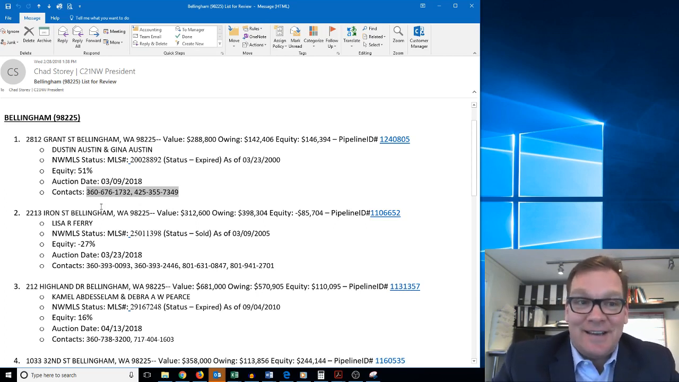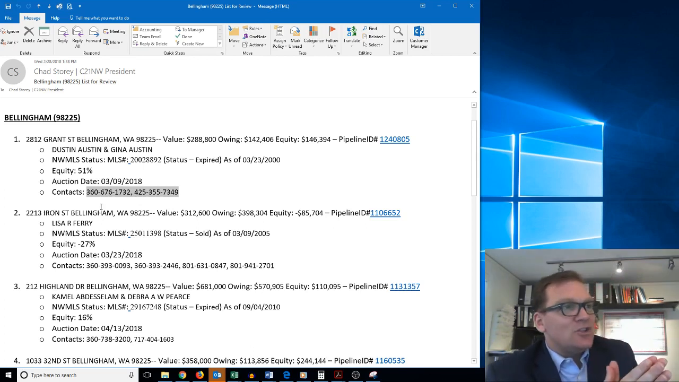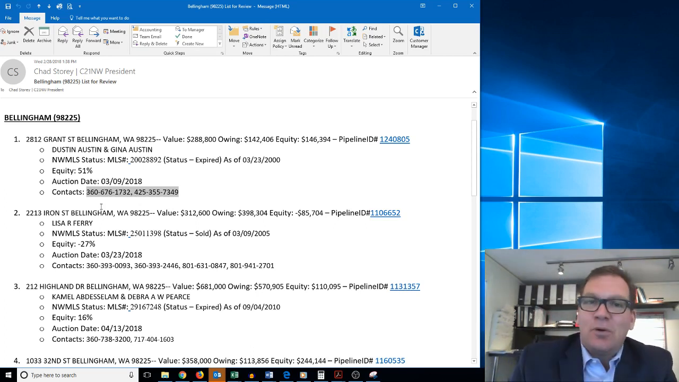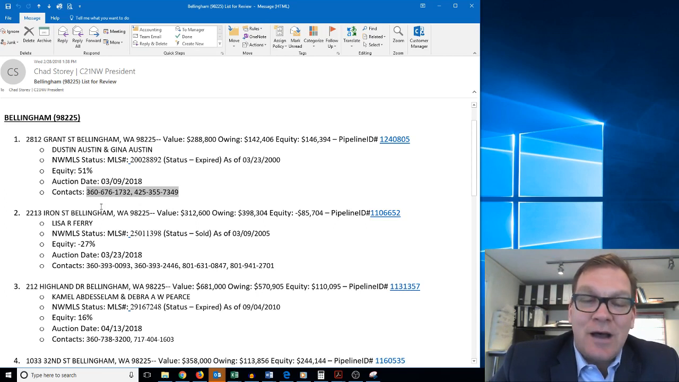I mean, this is crazy when you really think about it. Dustin and Gina have 50% equity, and there's probably real estate investors that want to buy Dustin and Gina's property in Bellingham. So most of these homeowners just simply don't know what to do. They're confused. It's that simple. They're confused and they don't know what to do.